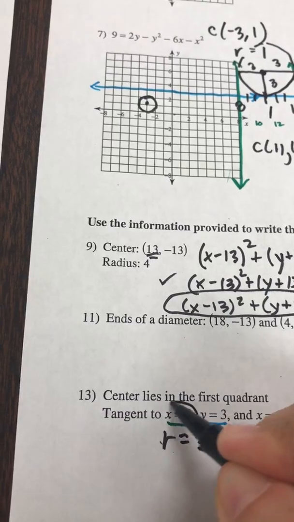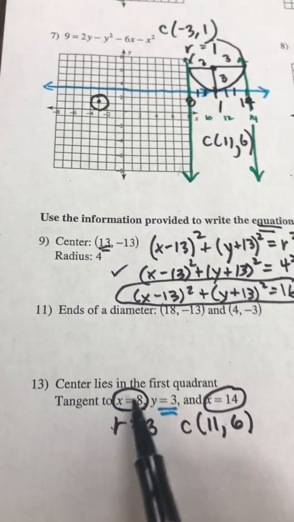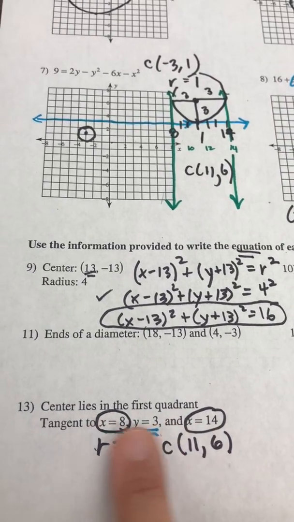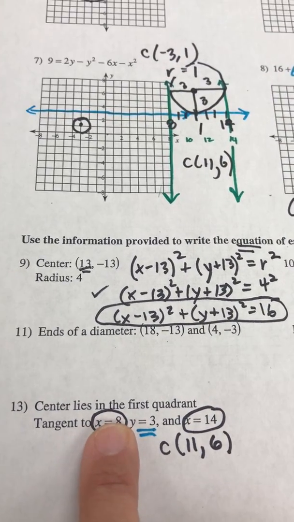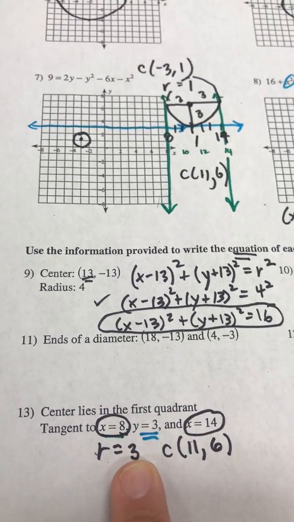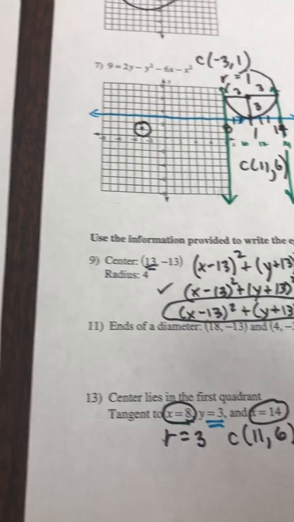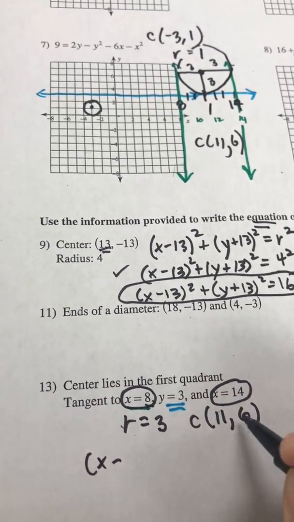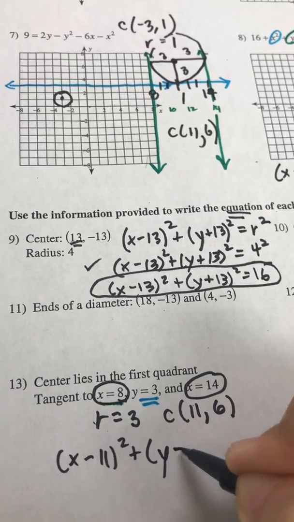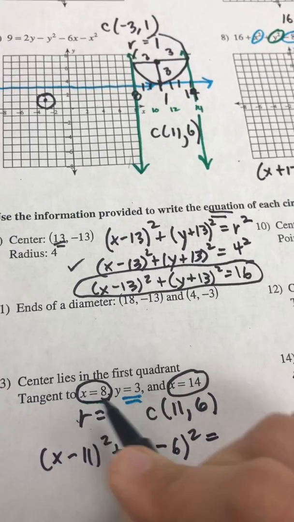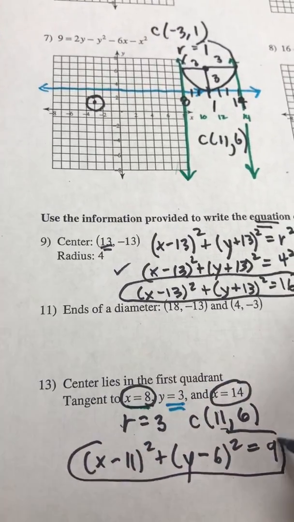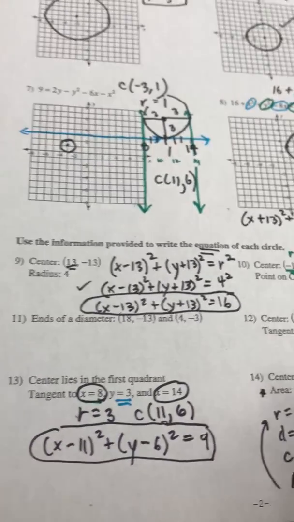So notice it was the distance between these two, but that created my full diameter. So my full diameter, 14 minus 8, was 6. And half of 6 was 3 because that would have been my radius. Let's write our equation here. All right, pretty neat. Radius squared would be 9. Good job.